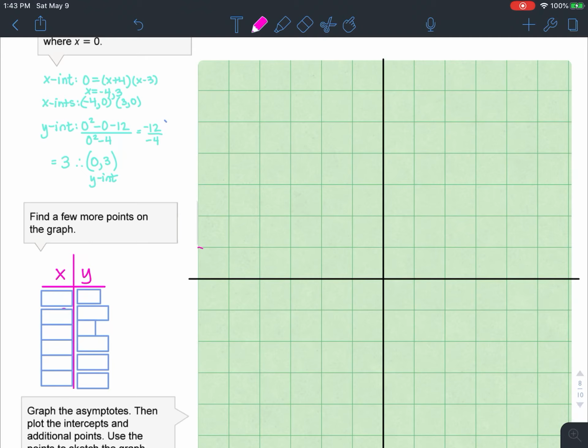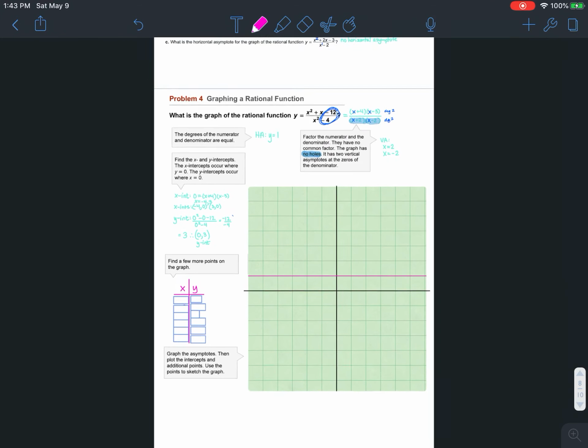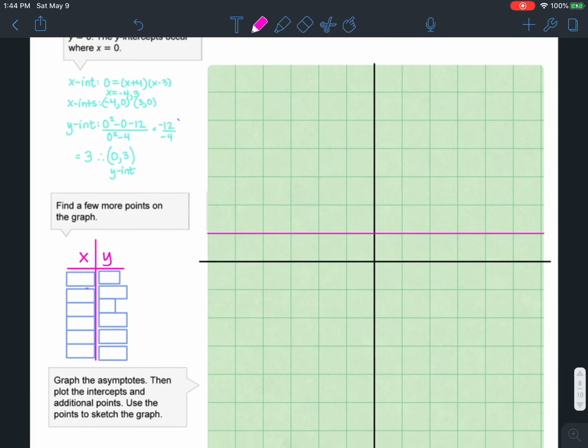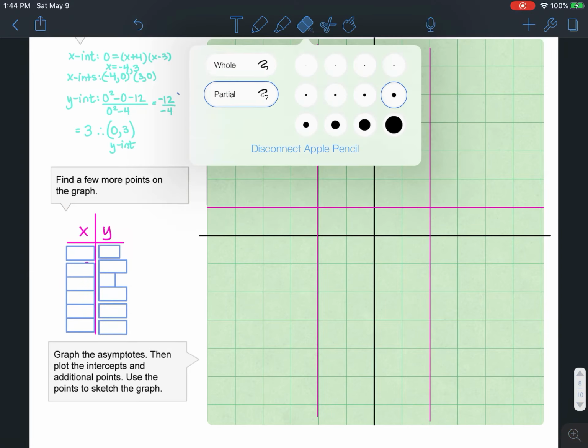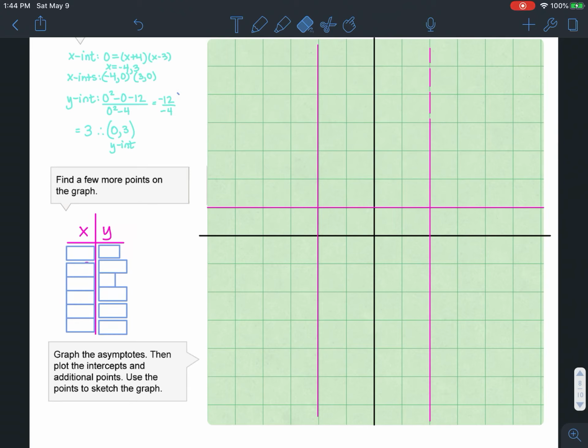So you have a horizontal asymptote at 1. So I'm going to put that in. And you have two verticals, one's at 2 and one's at negative 2. So I'm going to draw those in. And then from there, I'm going to be able to tell where I need points. Do I need a point at positive 37? No, right? Should move that over a little bit. Okay, I'm going to make them dashed. Don't forget to make them dashed, please.